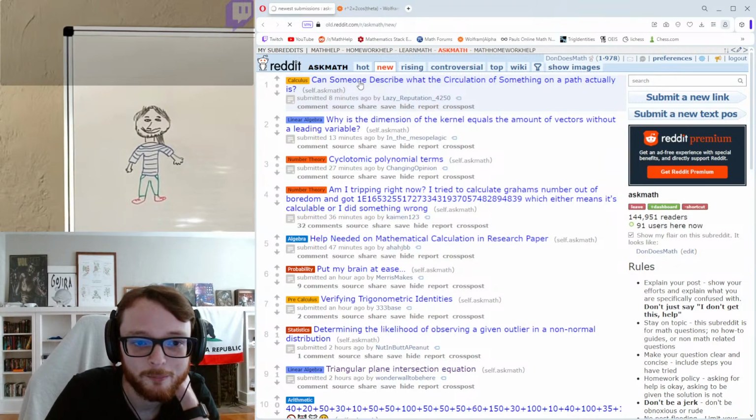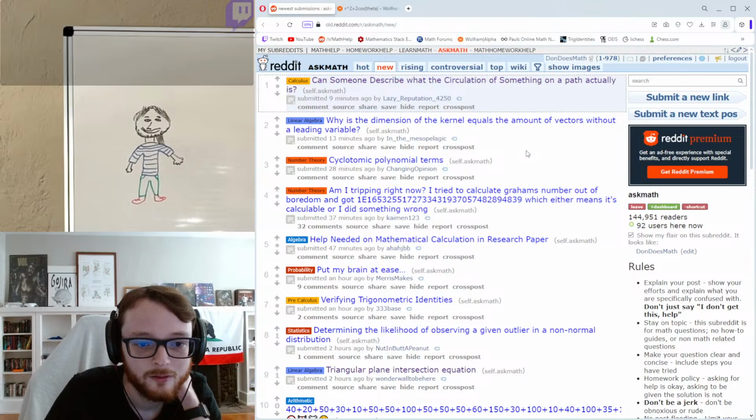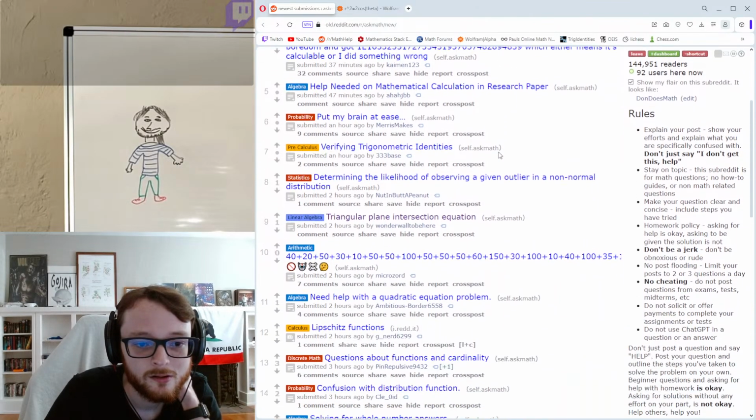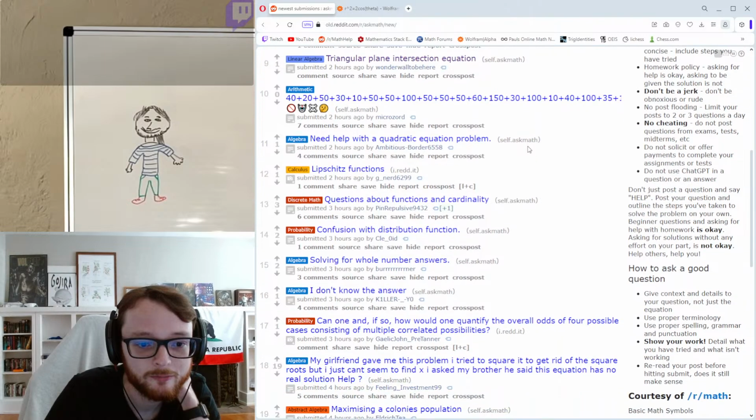Circulation of something on a path? Oh, this is like advanced calculus stuff, okay. These are things that I want to restudy, like curl. I don't know what circulation is. It might be like divergence or something like that, but for now, I don't have a very good answer.